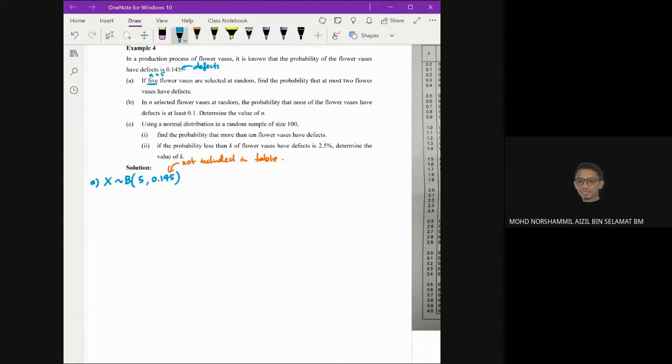Let's take a look at the question first. Find the probability that at most 2, so probability of maximum 2, the highest is 2. Now, do we convert to normal? No, we cannot convert to normal.